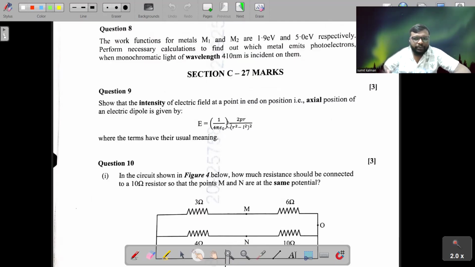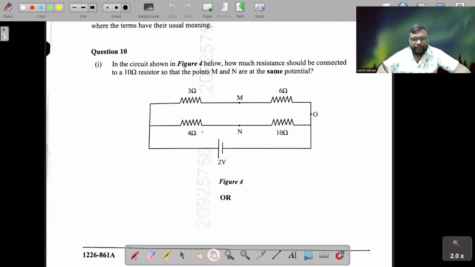So students, this is a simple derivation, and we have solved this in class 2, and it is given straightforward in your book also. So I'm not solving this derivation, and if you have any problem in this derivation, then you can contact me, so I can make a separate video for this derivation. So now next, come to question number 10.